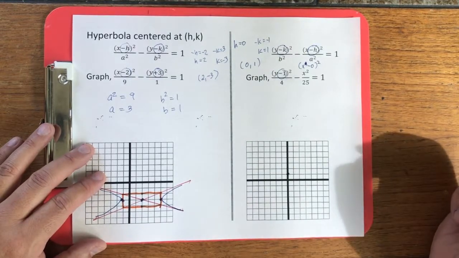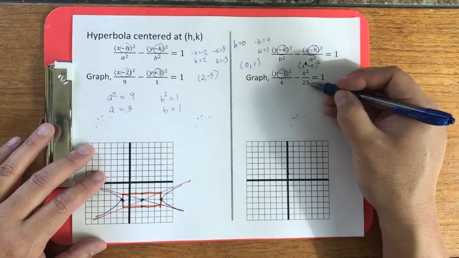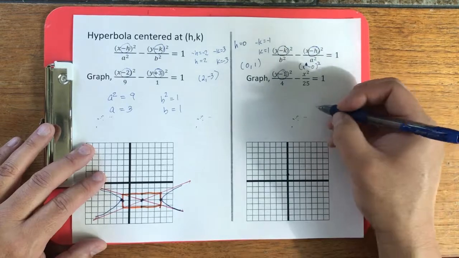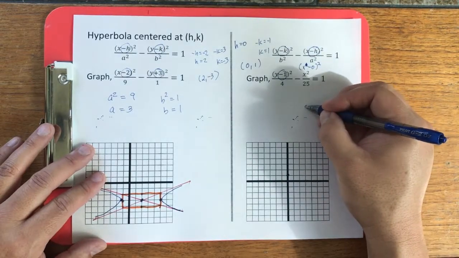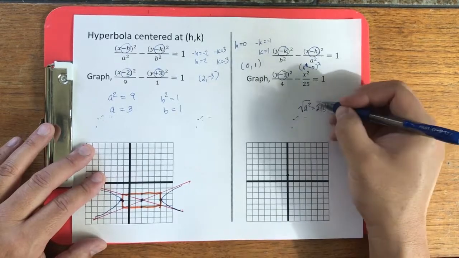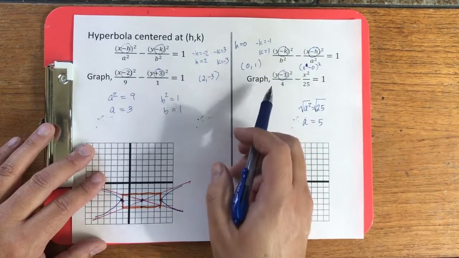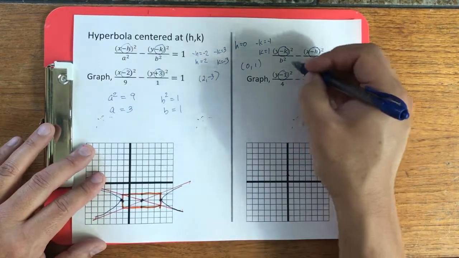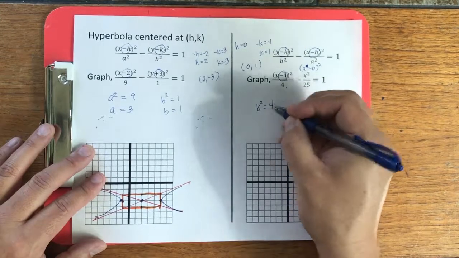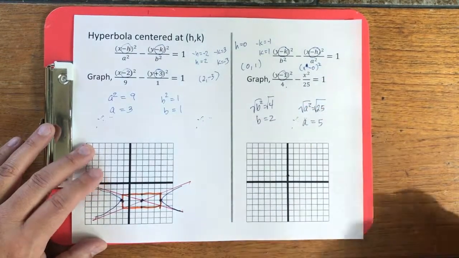Okay. Now, let's figure out our a's and b's. Now, remember that the a is below whatever the x is. So we have a squared is equal to 25. If we square root both sides, we get a is equal to 5. Over here, we have b squared is equal to 4. If we square root both sides, we'll get b is equal to 2.